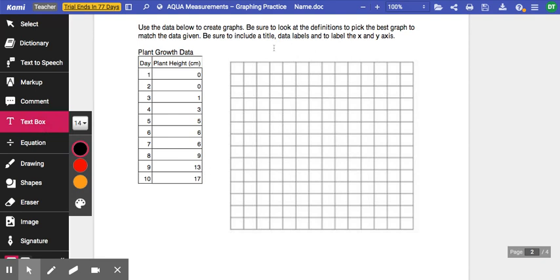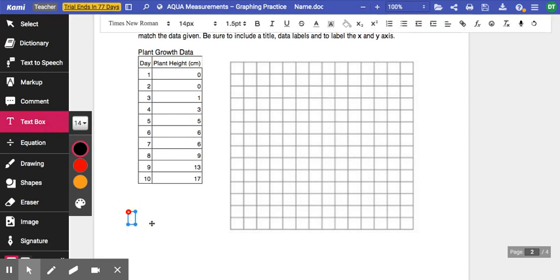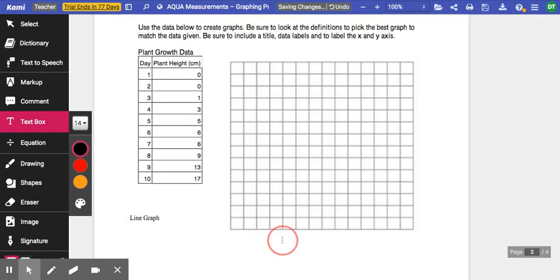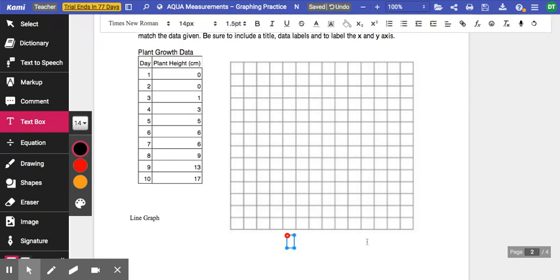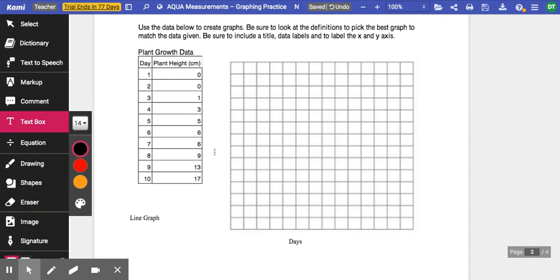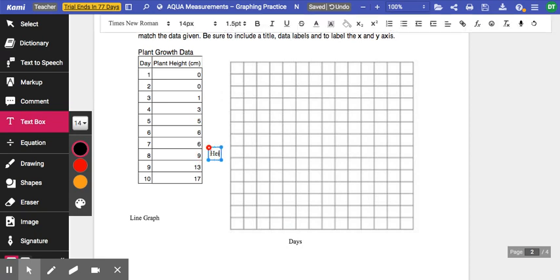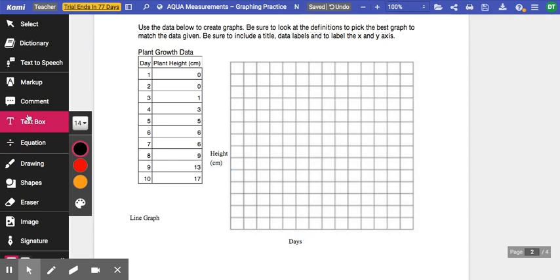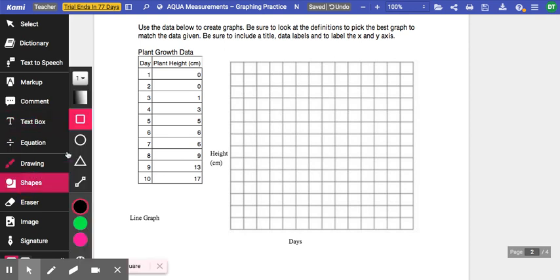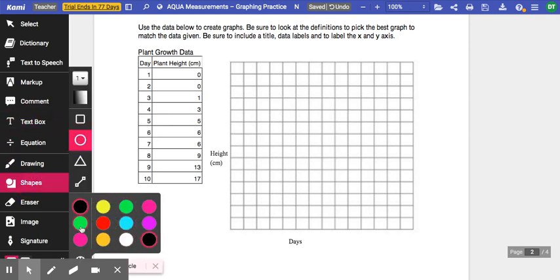So I'm going to first write here, so I know I'm using a line graph. Then I'm going to label my axes. And on the bottom, I'm going to put days. And along the side, I'm going to put height. And I need to put what my height is, so I'm measuring it in centimeters. Okay. Then I'm going to put dots for each thing.